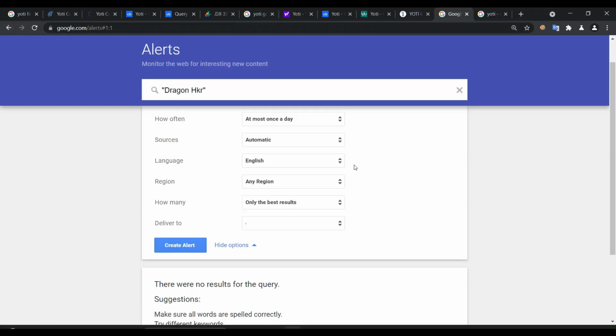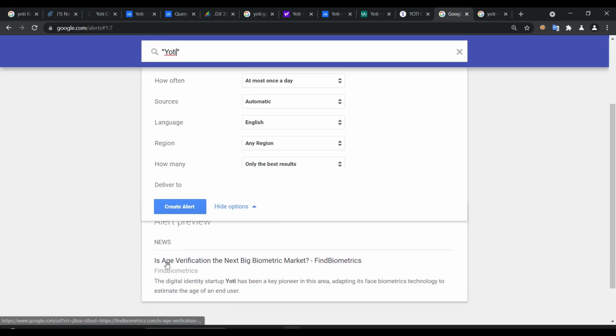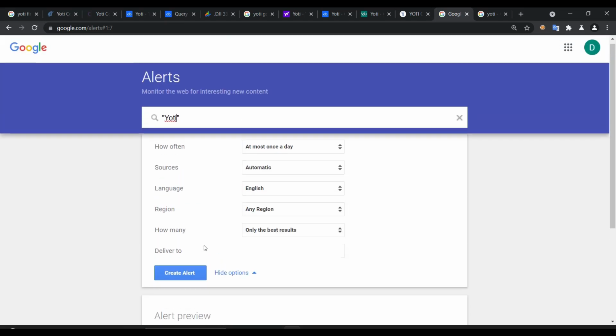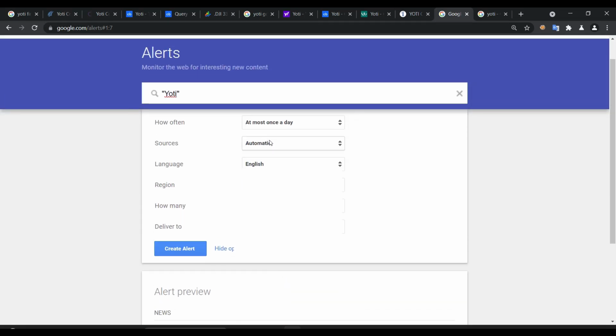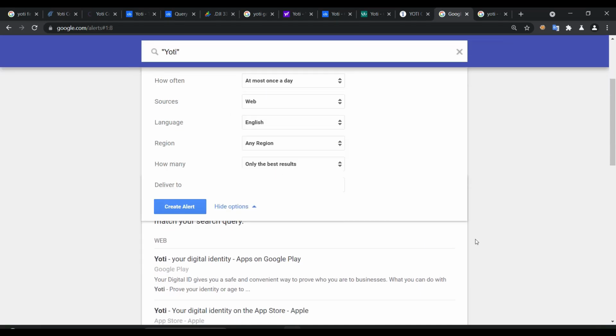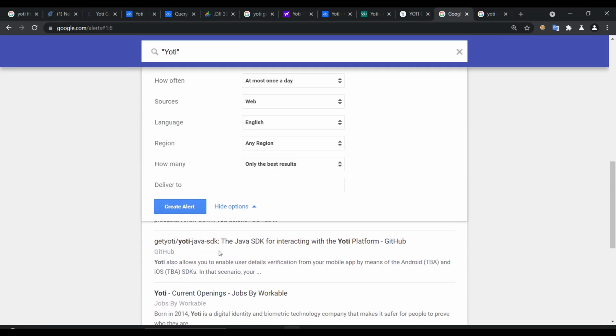So you can check which source, which section exactly you want to get the alert from, you want to get the trigger. Here I want to search about Yoti, which is age verification and so on. It is automatic here. Let's go to the web, everything on the web. And let me search about Yoti SDK.